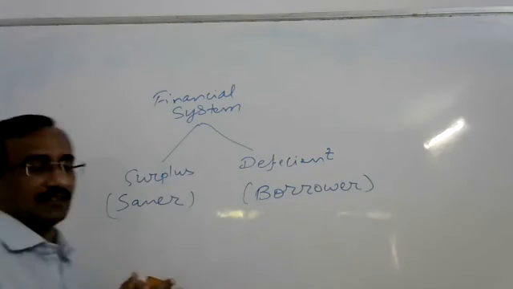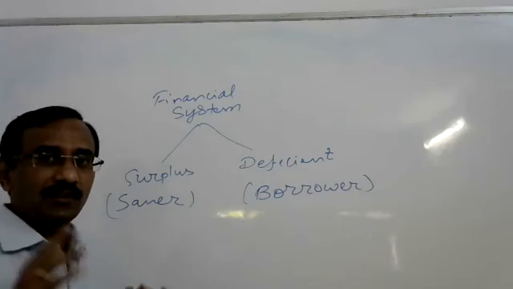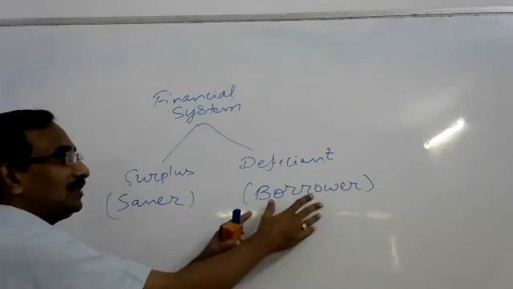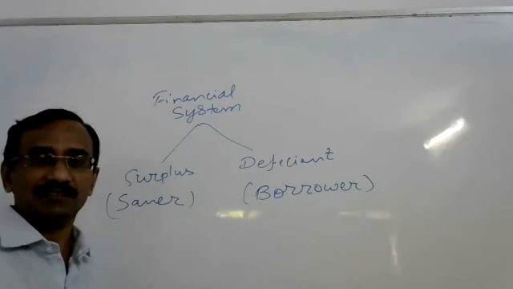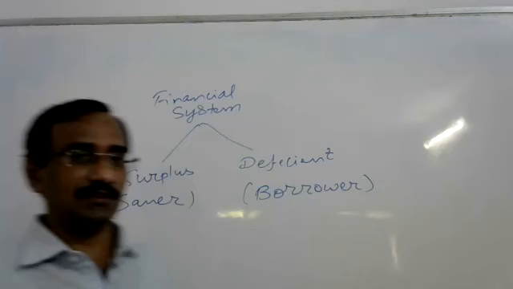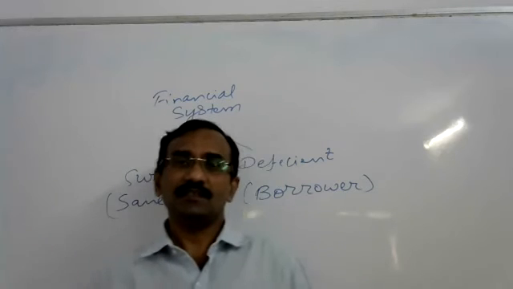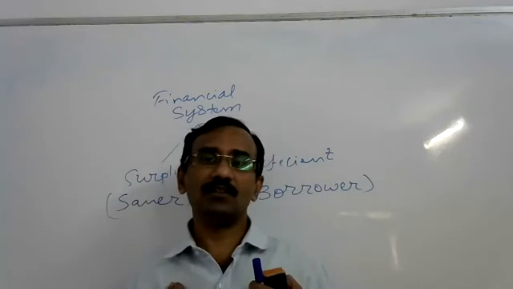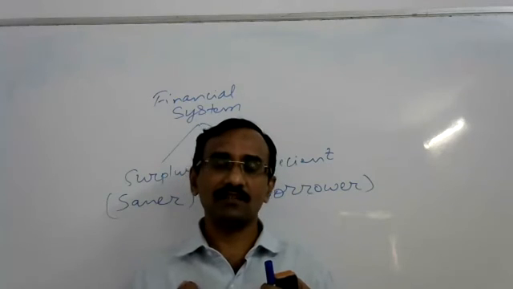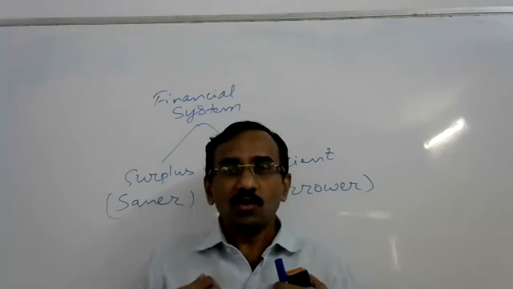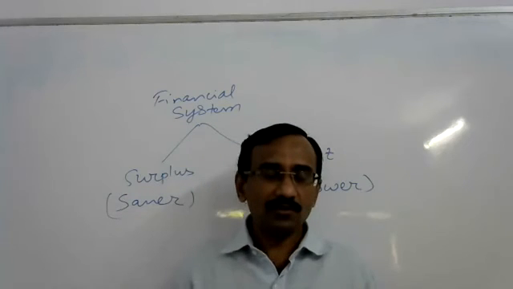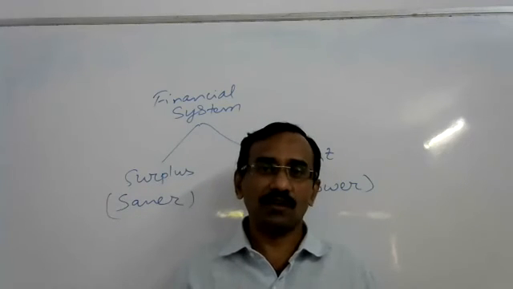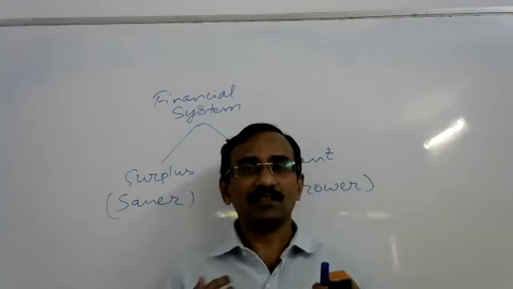So naturally, the phenomenon is that the borrower always goes to the saver to get the money. But the problem is, suppose I have 1 lakh rupees as saving in my account. Who is in need of money? Do I know that? I don't know. I don't know whether somebody is in need.